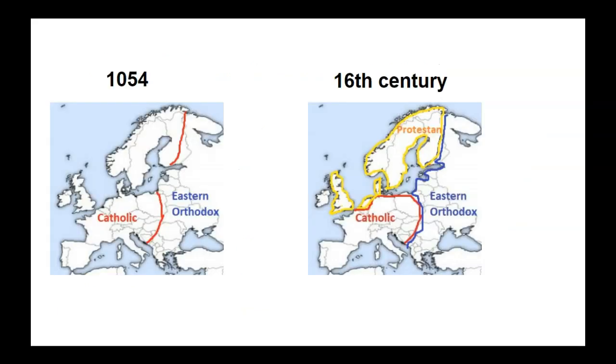Here is the map. Map of Europe, and in the left hand side map you can see the year mentioned 1054 when the great schism happened. So in the year 1054 the church divided into two different churches. One is the Catholic Church and another one is the Eastern Orthodox churches. Then in the 16th century there was another division, and there were three kinds of churches. One is the Eastern Orthodox Church, then the Catholic Church, and then the Protestant Church.